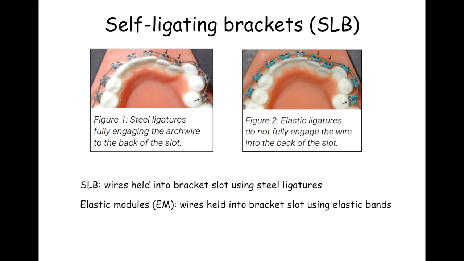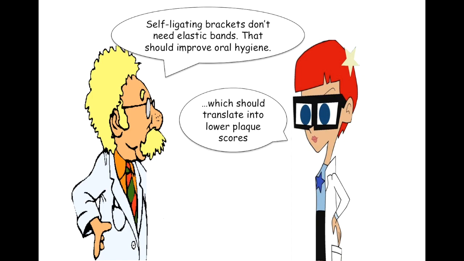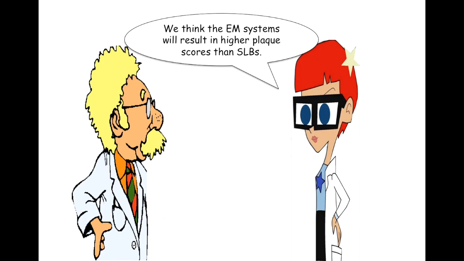Let's look at research from the world of orthodontics. The photo on the left shows a self-ligating bracket system in which arch wires are ligated or held into the bracket slot using steel ligatures built into the bracket. On the right is a system that uses elastic polymer bands to secure the arch wires to the bracket. These researchers are studying oral hygiene outcomes for different orthodontic systems. If elastic bands present a barrier to good oral hygiene, then perhaps there will be a difference in plaque buildup between the elastic module and self-ligating systems. Their research question is whether the elastic module system results in higher plaque scores than the self-ligating system.